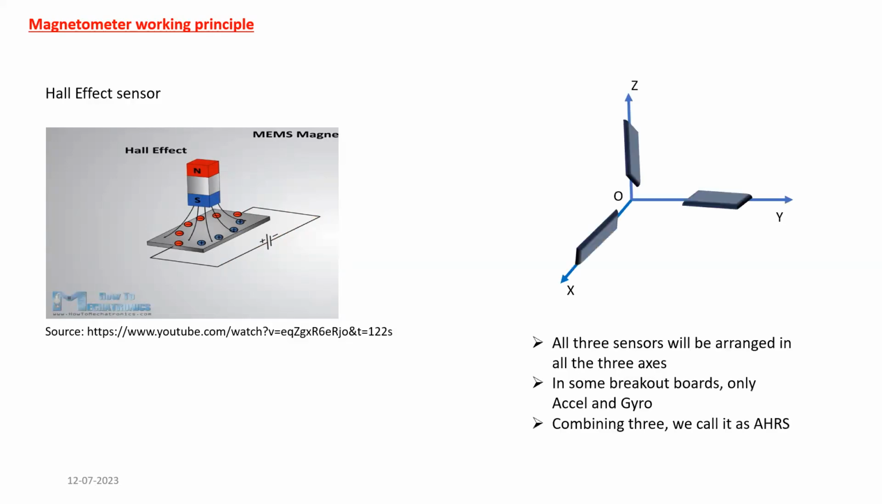And all three sensors will be embedded in a chip, and that will be kept in all three directions, X, Y, and Z. We call that an IMU, Inertial Measurement Unit, which will give the orientation or linear accelerations, angular velocity, and magnetic field in all three directions, X-axis, Y-axis, and Z-axis. All these sensors together we sometimes call an attitude and heading reference system. Mostly the magnetometer is used for the heading reference part.